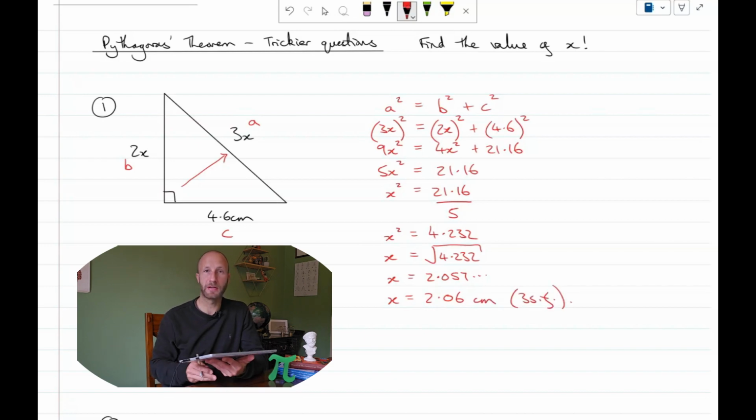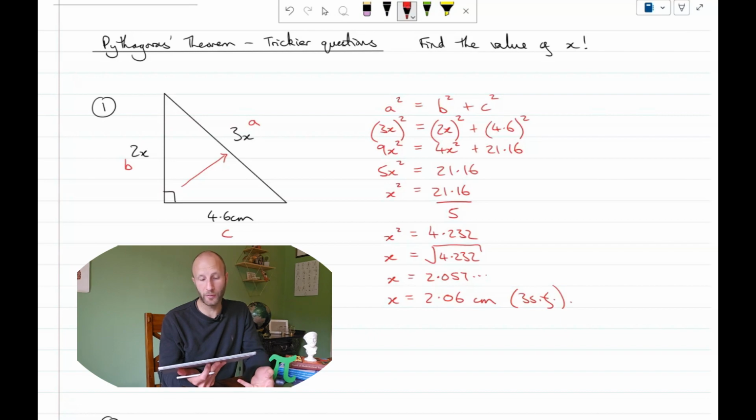So I should always have my degree of accuracy. So Pythagoras' theorem hasn't changed. The difficulty of the question is just harder because of the algebra involved, once you've got the Pythagoras' theorem done and you've substituted in, that's what makes this question more difficult.